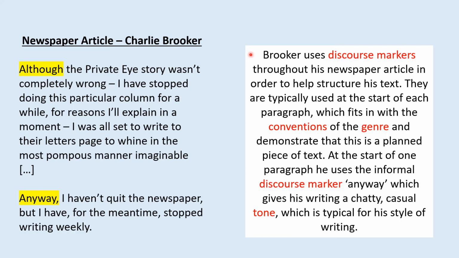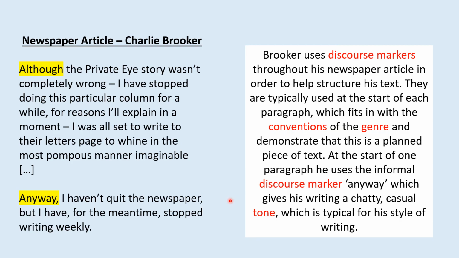So I've said, Brooker uses discourse markers throughout his newspaper article in order to help structure his text. They are typically used at the start of each paragraph, which fits in with the conventions of the genre and demonstrate that this is a planned piece of text. At the start of one paragraph, he uses the informal discourse marker "anyway," which gives his writing a chatty, casual tone, which is typical for his style of writing.